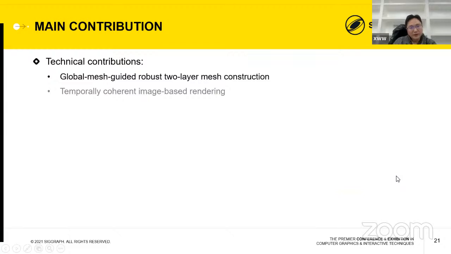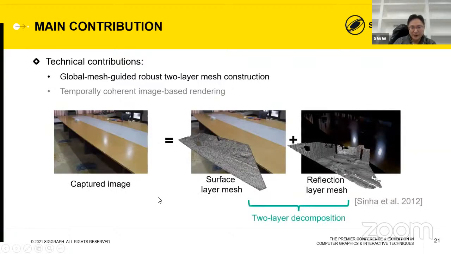There are two technical contributions of our work. First, we develop a global mesh guided robust two-layer mesh construction algorithm. Given the captured images, we build a two-layer mesh representation. The first layer is the surface layer mesh. It represents the diffuse component of the image without specular or high-frequency reflections. The second layer is a reflection layer mesh. It represents the environment geometry reflected by the table and the reflected colors and highlights.